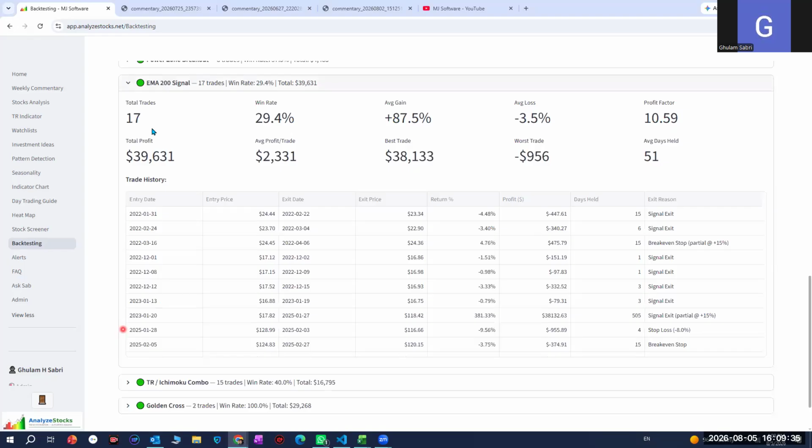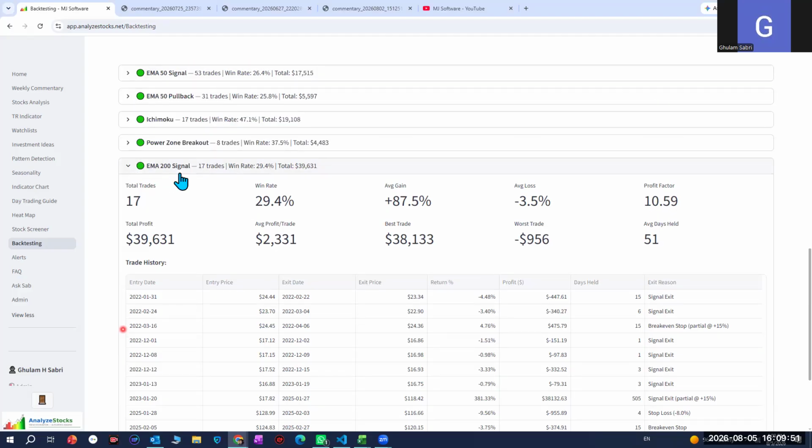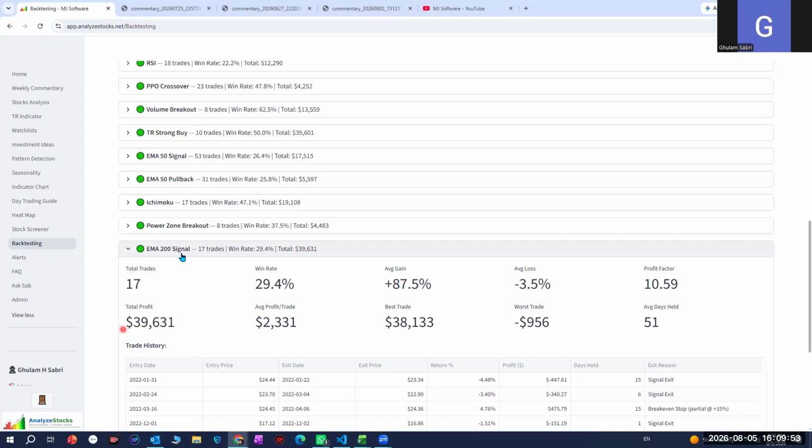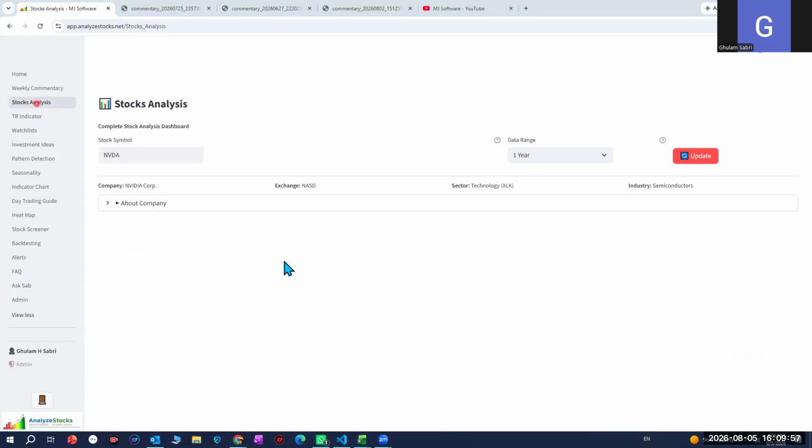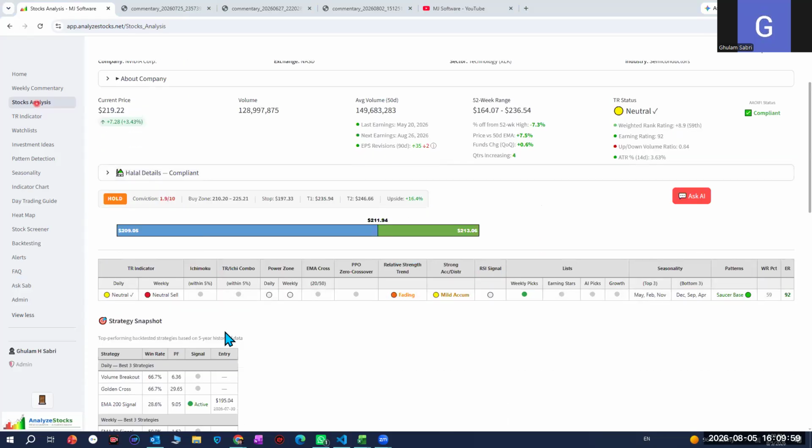This strategy has a win rate of only 30%, but the average gain was 88% and the average loss was just 3.5%. So the profit factor is very, very high, 10.59. Okay, so we can always look forward to find a 200-day signal for NVIDIA, because it is appearing right here as one of the best strategies.